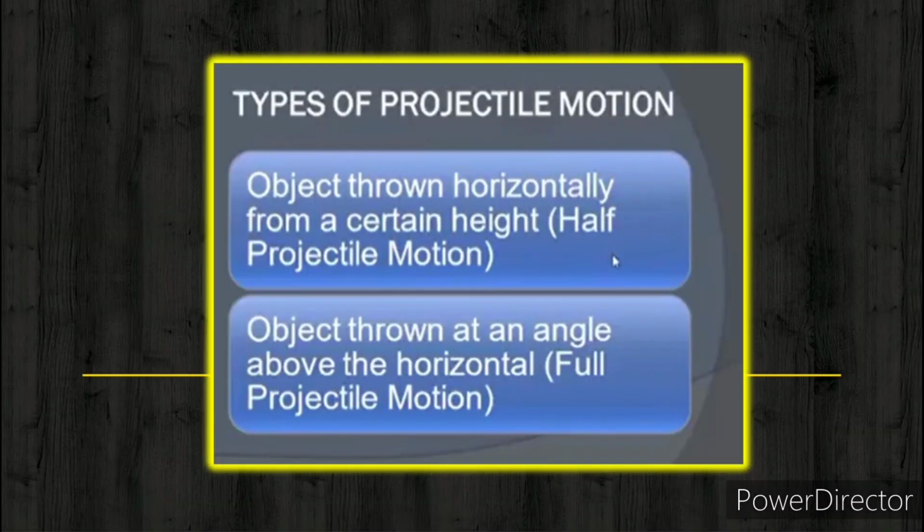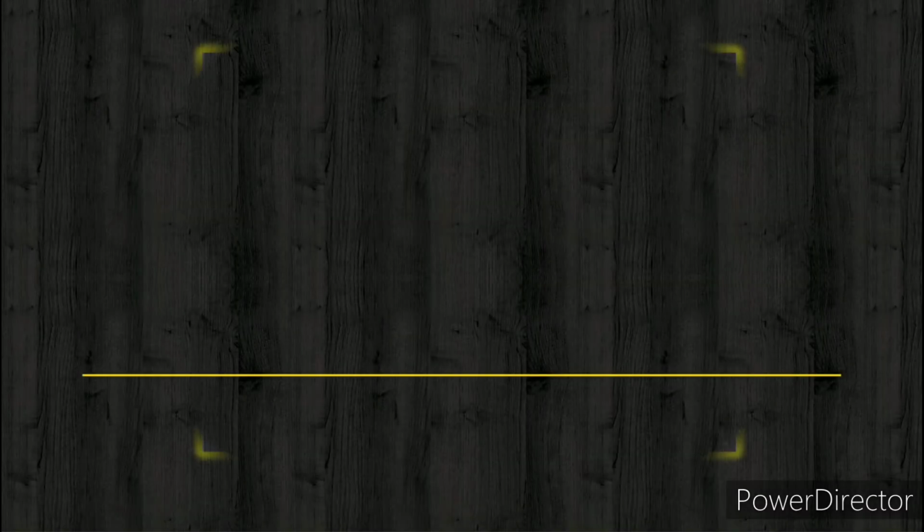Types of projectile motion, meron tayong tinatawag na half, and meron tayong tinatawag na full. Paano nyo malalaman sa problem kapag half or full siya? Kapag half, wala siyang angle. Kapag full, meron siyang angle. Take note, kapag half, walang involved na angle. Kapag full merong angle. Okay, here's an example.